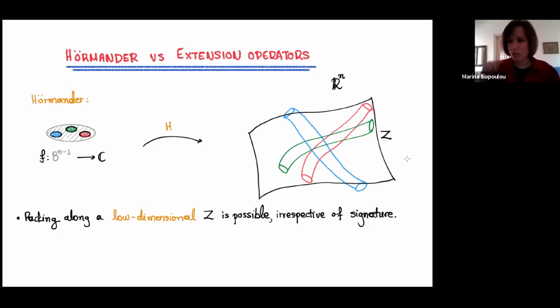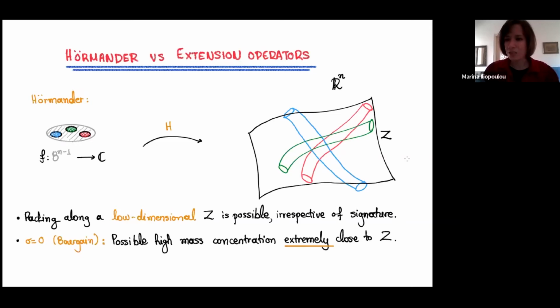Now, if the signature is 0, that's the worst case scenario. So if we have saddle-like surfaces, then not only can the tubes cluster like this, but actually the mass of the operator can be huge, extremely close to this variety, to this surface. And what do I mean by extremely close? Well, let's look at the neighborhood of the surface that contains these tubes. The tubes have a thickness, they're quite fat actually. So this R is quite big.